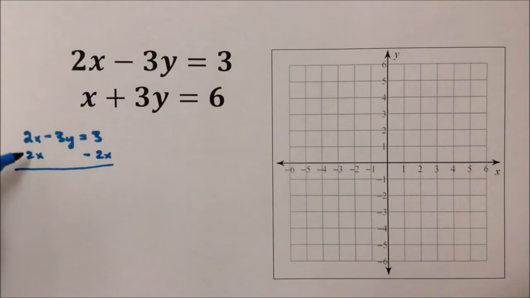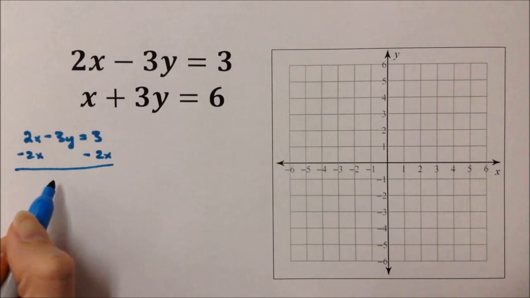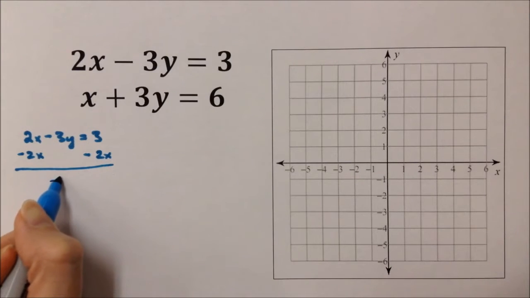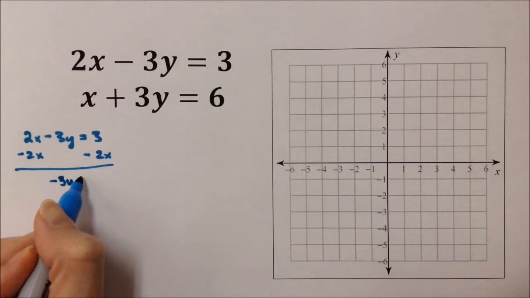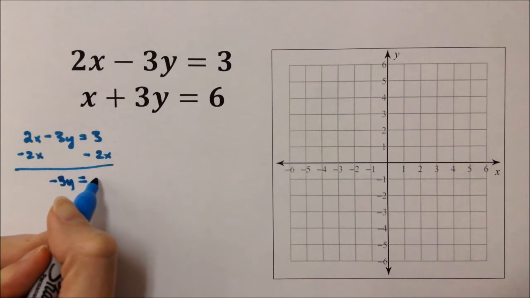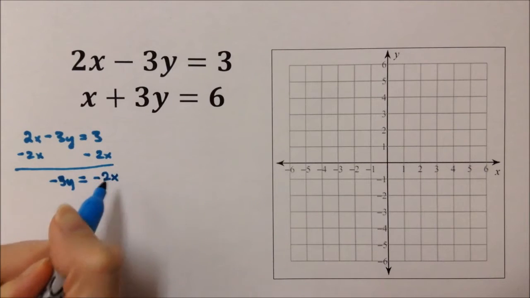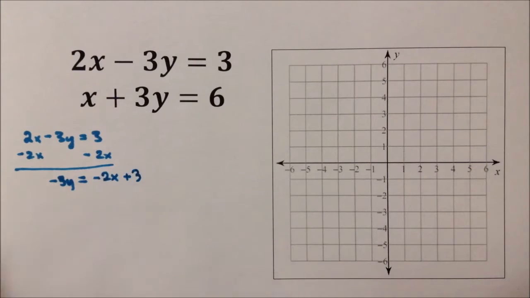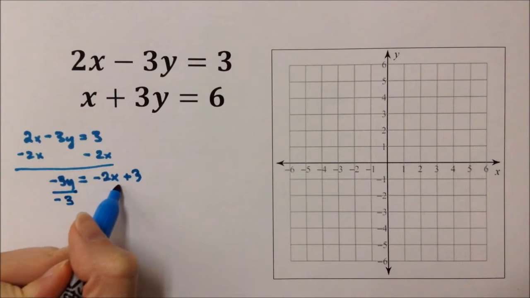I subtract it because it's the opposite of positive 2x. So on the left, I'm going to have minus 3y equal, now 3 minus 2x, you can't combine them, so it's simply going to be negative 2x plus 3. And then I want to get the y by itself, so I'm going to divide everything by negative 3.